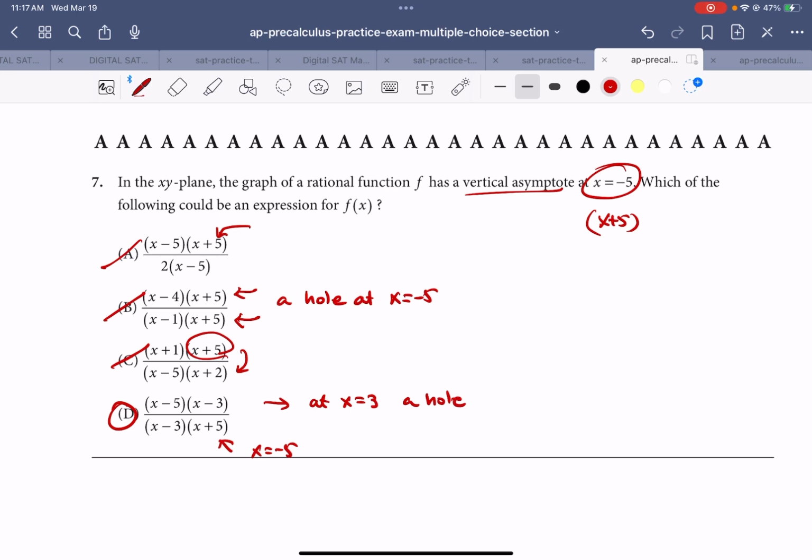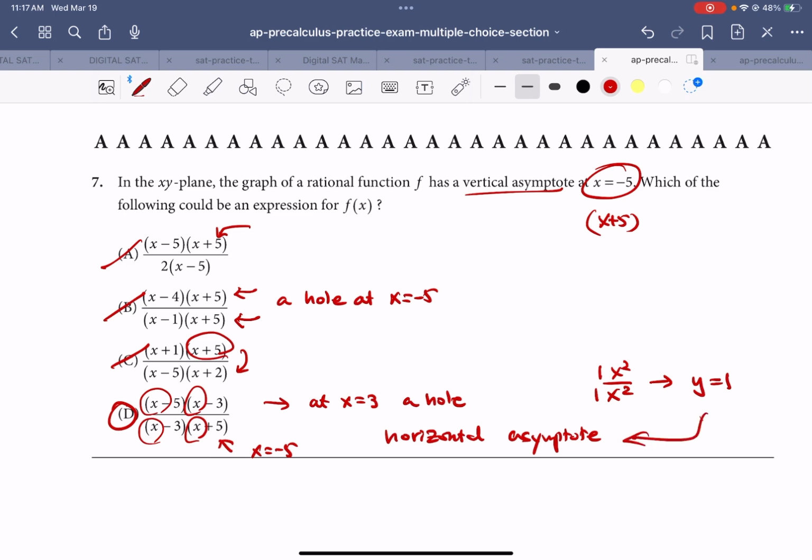They could also ask you what the horizontal asymptote is. They didn't ask, but just a quick review: the horizontal asymptote, as long as you have the same power. You see that this one has leading term x squared, and the bottom is also x squared. So the leading terms are x squared over x squared, and the coefficients are 1 and 1. So you can say y equals 1 is the horizontal asymptote for this problem. Okay.